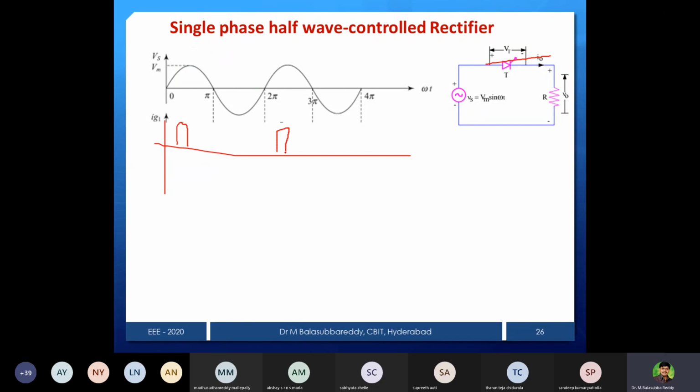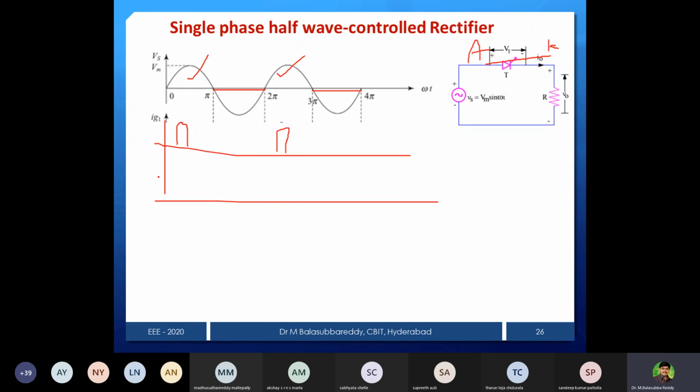And then only in the positive half cycle I have to give the firing pulse, because the negative half cycle from pi to 2 pi is reverse bias. The thyristor is reverse biased. When the thyristor is forward biased, the anode is positive with respect to the cathode. That will happen only during the positive half cycles. That's why I am providing the firing pulses there.